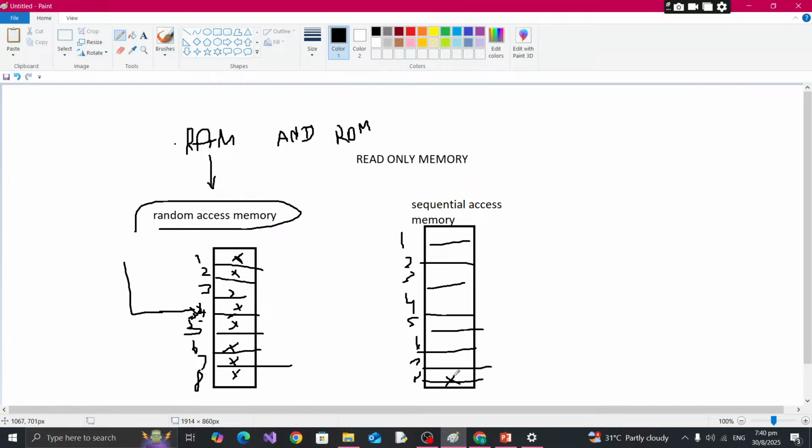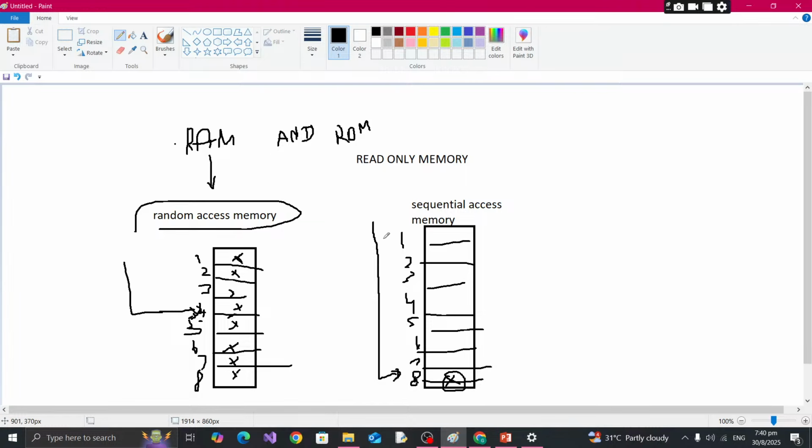If I want to access this data, I have to travel through 1, 2, 3, 4, 5, 6, 7, and I should reach 8 after traveling all these memory cells. After traveling all these memory cells, I will reach the eighth memory cell, and we can access the data, read the data, and write the data.